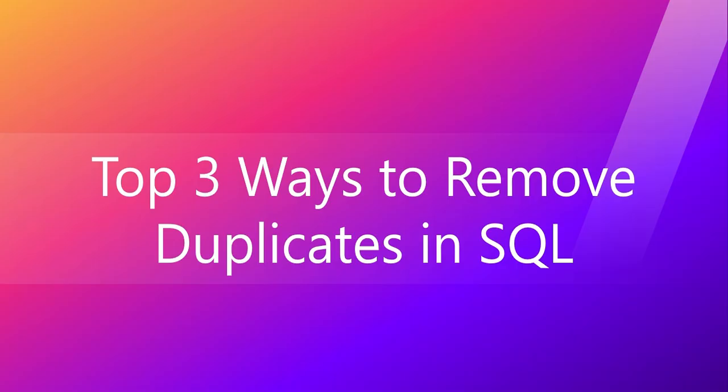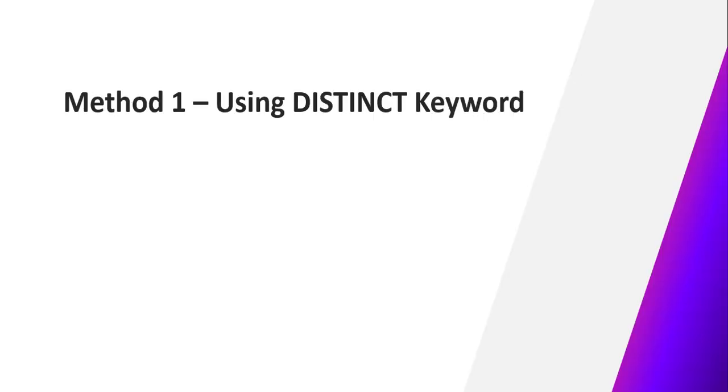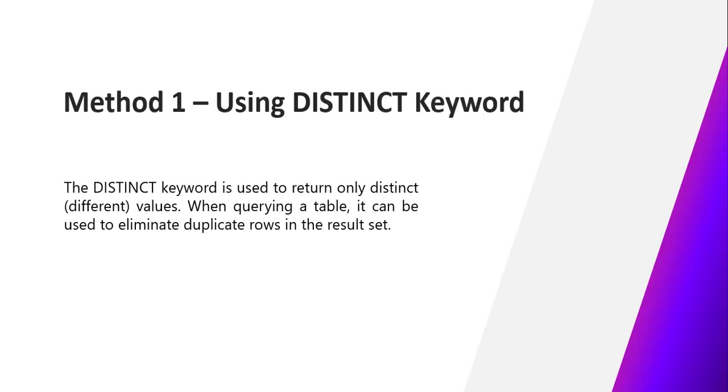Hello everyone. So in this video we are going to talk about the top 3 ways to remove duplicates in SQL. So let's get started. The very first method is using the DISTINCT keyword. The DISTINCT keyword is used to return only distinct or different values. When querying a table, it can be used to eliminate duplicate rows in the result set.